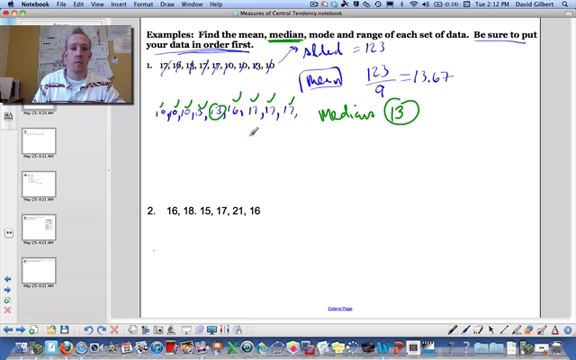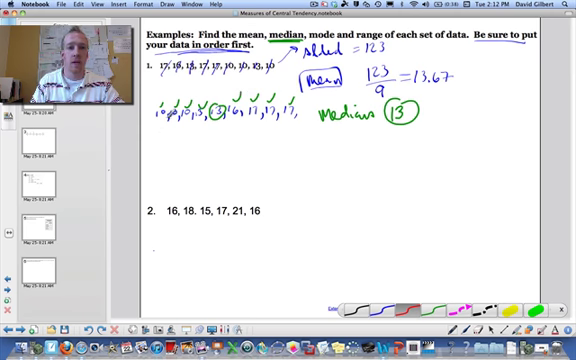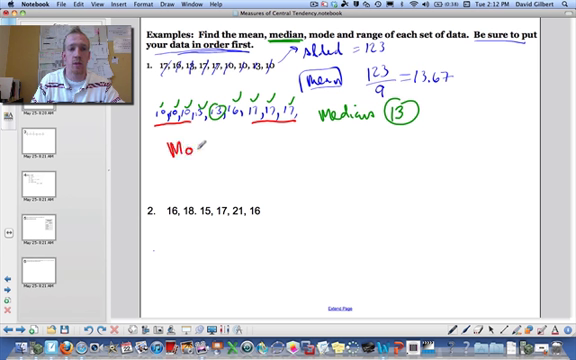And then we want to find the mode. Now what numbers occur most? Well, there's two numbers that occur most. There's 3 tens and there's 3 17s. So it's called bimodal. Bi means 2. So the modes are 10 and 17.